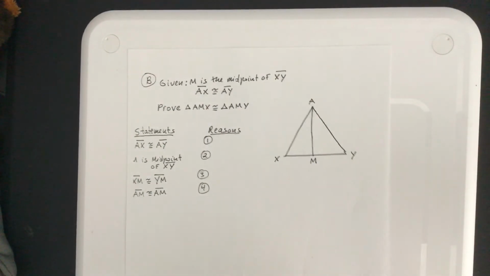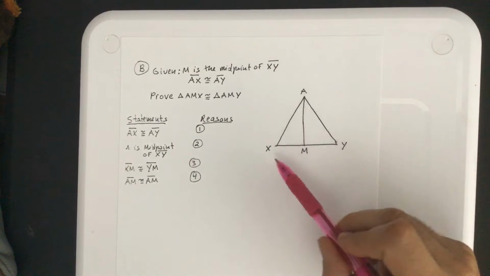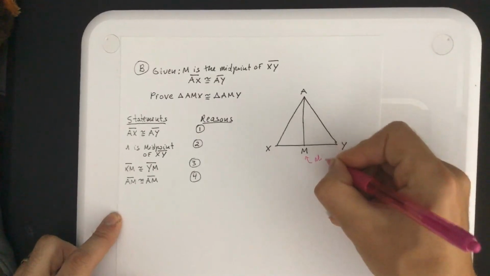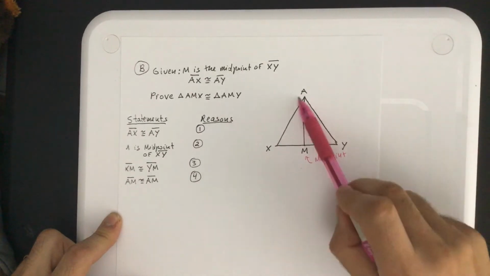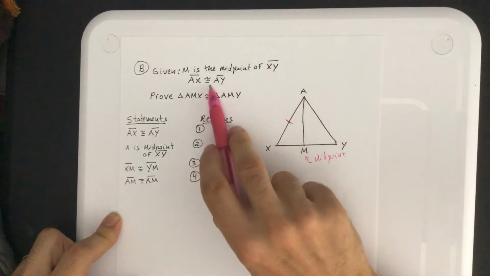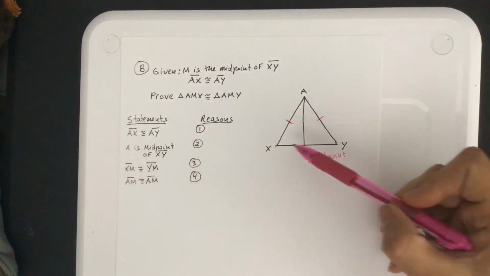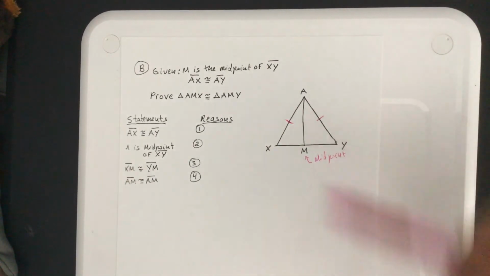And this one I want you guys to try yourself. See if I can make it better so we can see it. It's right there. So that's better. So we got the following. Given M is the midpoint of XY, so this is the midpoint. So we know that's the midpoint. And given that AX is congruent or equal to AY, they want you to prove that triangle AMX is congruent to triangle AYM.